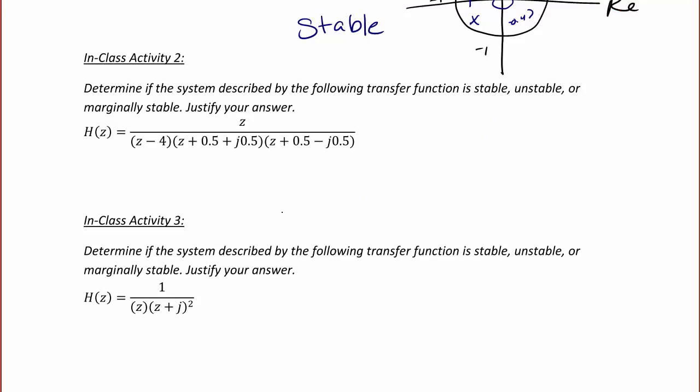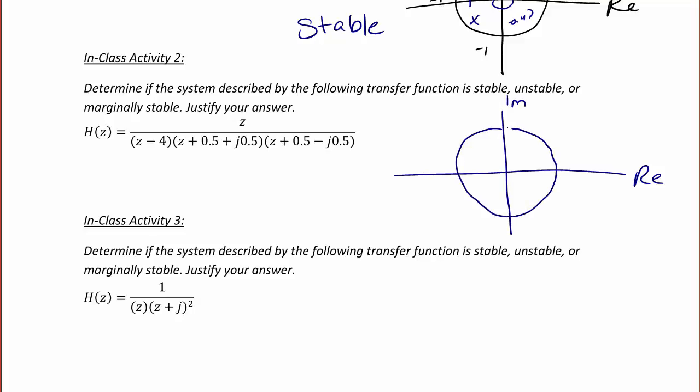In class activity 2, determine if the system described by the following transfer function is stable, unstable, or marginally stable, and justify your answer. Z over z minus 4 times z plus 0.5 plus j 0.5 times z plus 0.5 minus j 0.5. So once again, we draw the z plane, where this is our real axis, this is our imaginary axis, and here we have the unit circle.